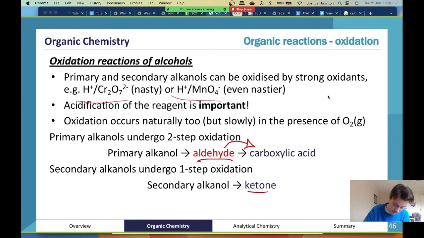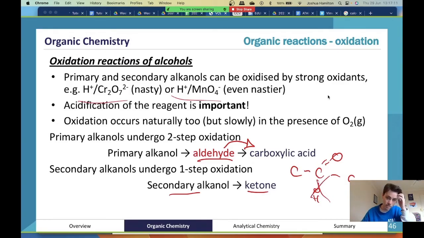Ketones form from secondary alcohols. This is what you form, and this can no longer form a carboxylic acid because you can't add an OH group here. You've already got 4 bonds. This isn't possible. So that's why secondary alkanols cannot form carboxylic acids. They're not as useful. They just form ketones. And ketones are really not that useful.